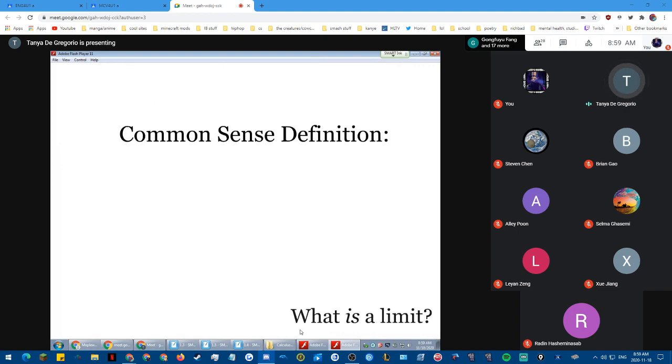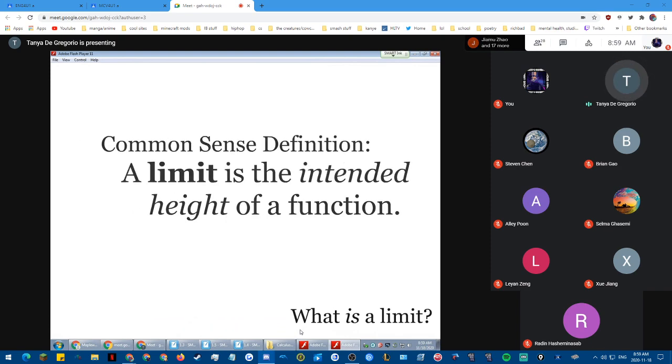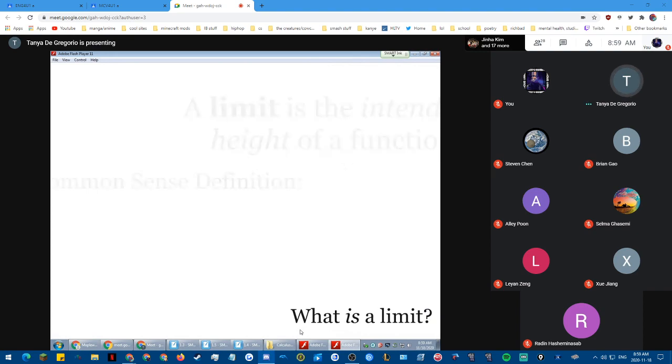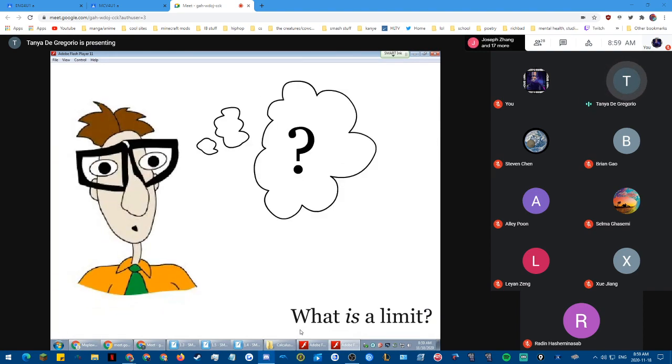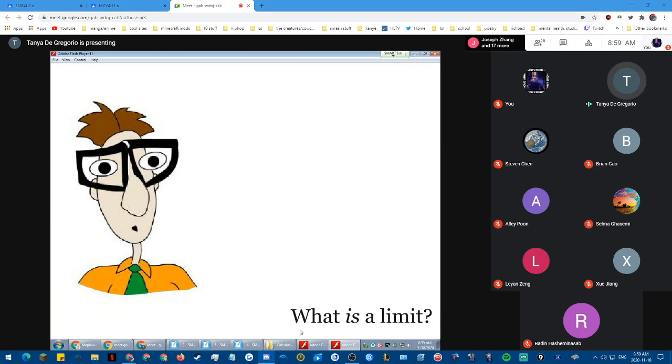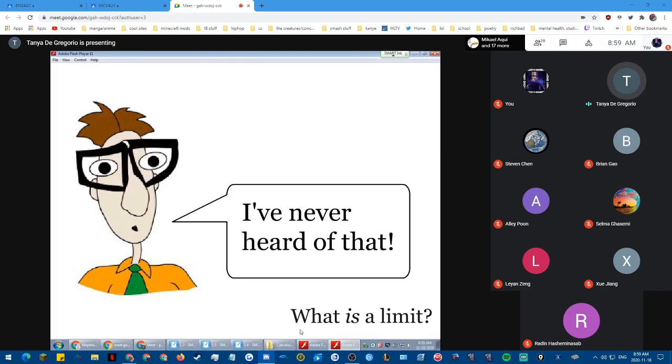In basic terms, a limit is a height that a function intends to reach. That's pretty important, so let's say it one more time. A limit is the intended height of a function. Now, this might give you pause. You might think, how am I supposed to know what height a function intends to reach? I don't even know what my intentions are most of the time. How am I supposed to discern the intentions of a function?